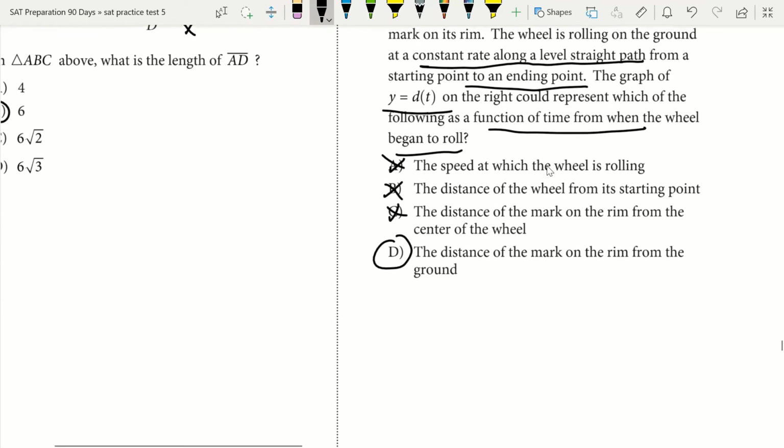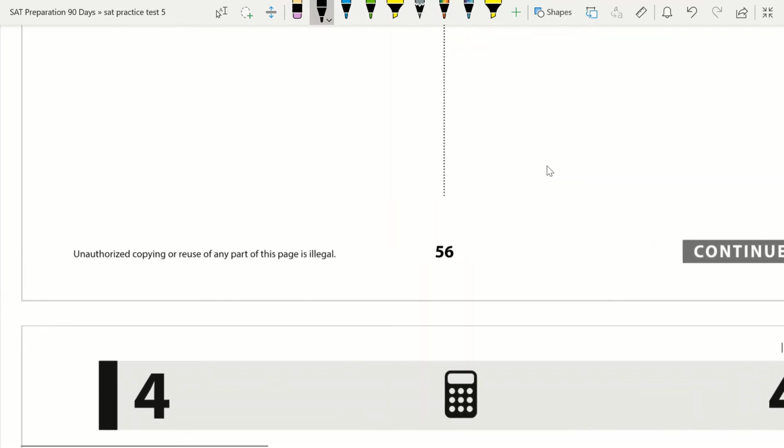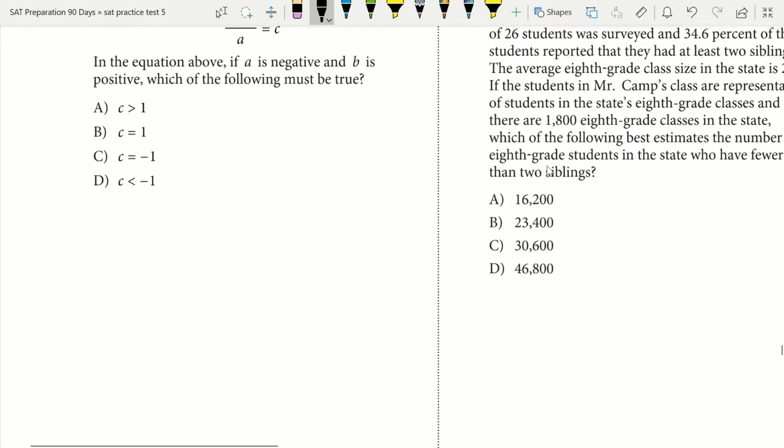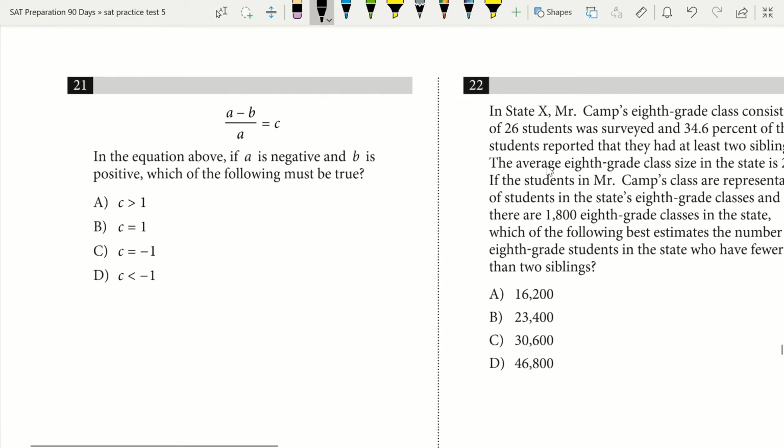All right, number 21. Let's go take a look at that. Okay, 21. All right, so we've got an equation above. We're asked for what must be true. Keep in mind, keyword here is must. Now this one also looks easy. It's a short problem, doesn't look too difficult. So I'm going to answer it as well. If A is negative, okay, so we can call A a negative number, B is positive, what must be true?